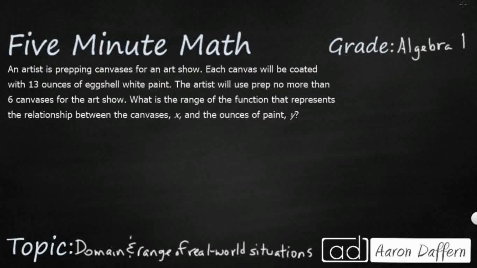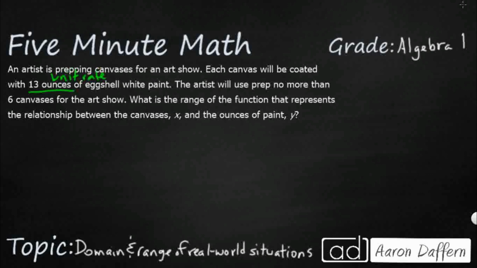We have an artist prepping canvases. Each canvas will be coated with 13 ounces of eggshell white paint. So that looks like our unit rate right there. And the artist will prep no more than 6 canvases for the art show. So what is the range of the function that represents the relationship between the canvases?